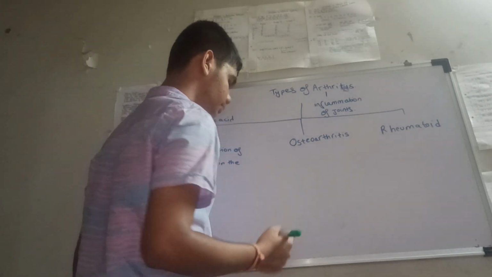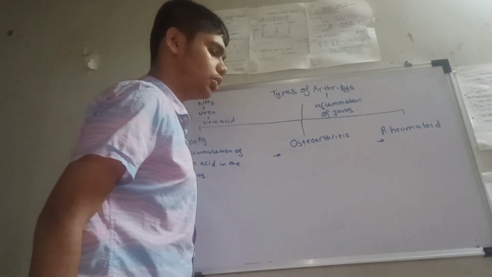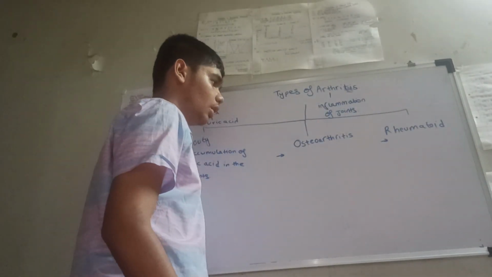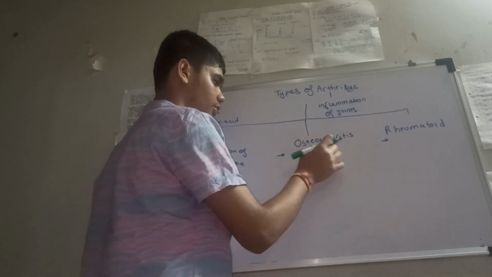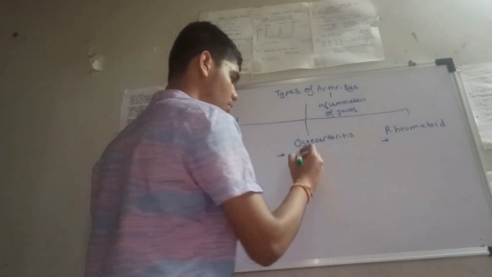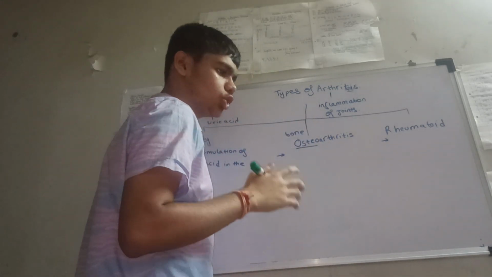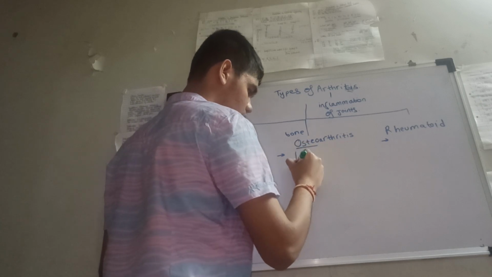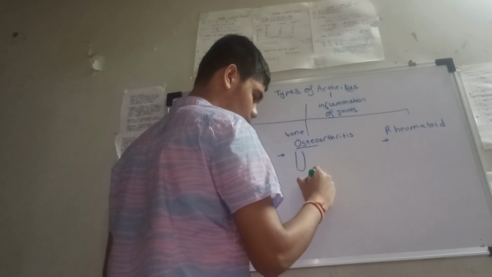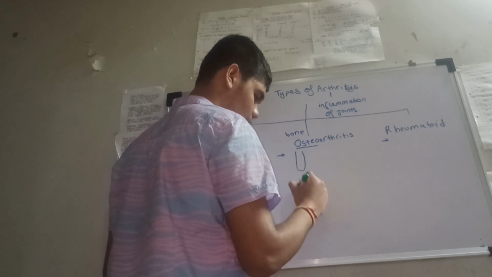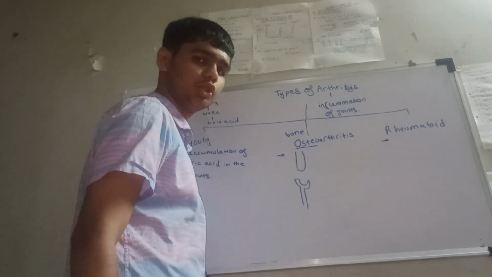And these two other types of arthritis are not very well known to you, but you have to study them. So first I will talk about osteoarthritis. Osteo means of bones. Okay, bone. So what is this about? If I draw, if this is a bone, this is the part of it. This is the joint. Between them is the joint.